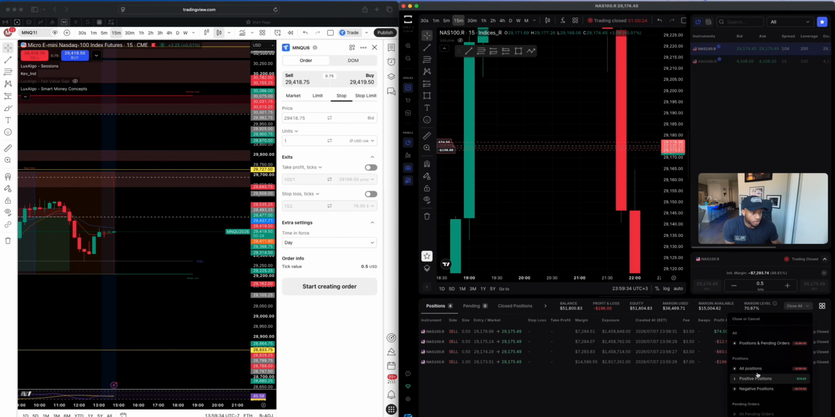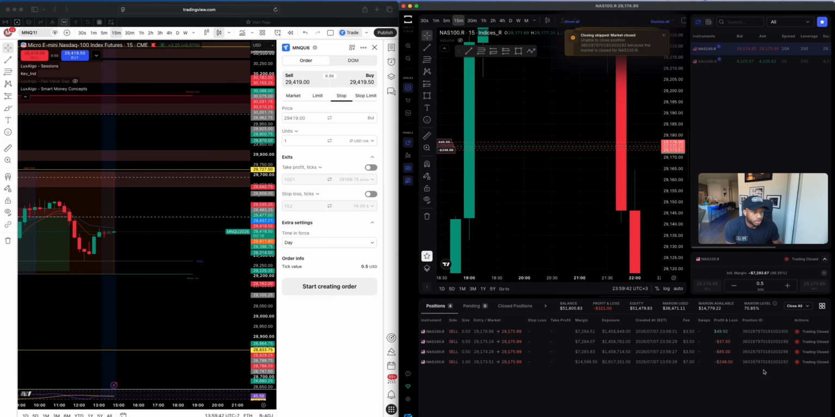And I really like that feature too, because you don't have to sit here and try to guess. You could say, oh, you know what? I want to close everything that's positive. I could have done all that in one click. I can't do that on TradingView. So all positions, and then once you close them all, they're going to be all closed, right? But I don't think it's letting me get out because the market is closed.